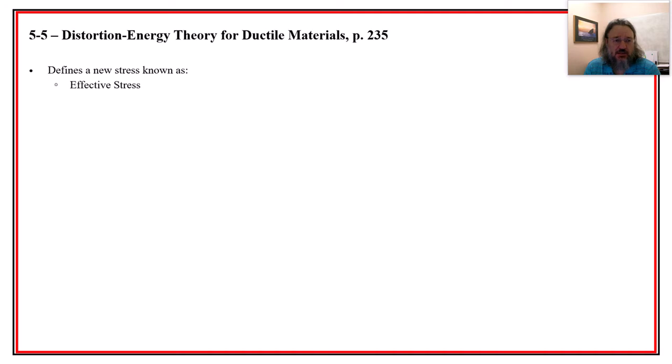We want to define this new stress. We're going to create a new kind of stress that's going to be known as the effective stress, right? So you can think of this von Mises as doing one of the best jobs it can of trying to condense all of the stresses into one single type of stress.